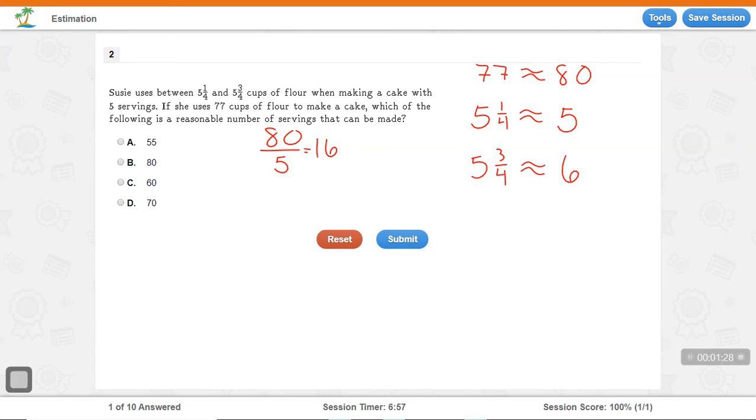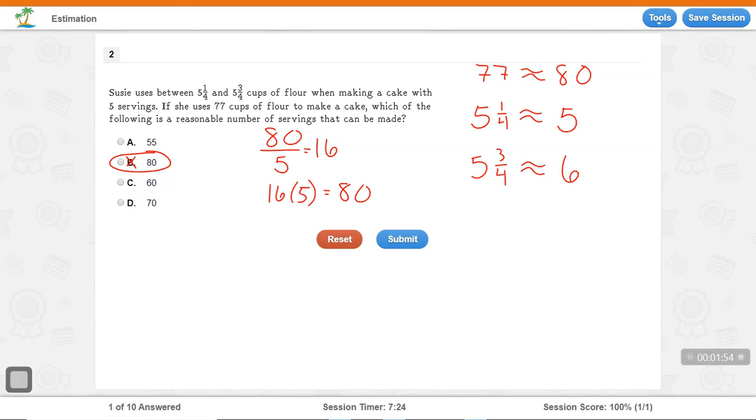16. And that's 16 times. So every time if I used 77 cups, every 5 of them is going to give me 5 servings. So there's 16 groups of 5 in 80, and so that's 16 groups of 5 servings. So then I'm going to take 16 times 5 servings to tell me that this could give me approximately 80 servings, which is one of my answers here. However, it's not the right answer.